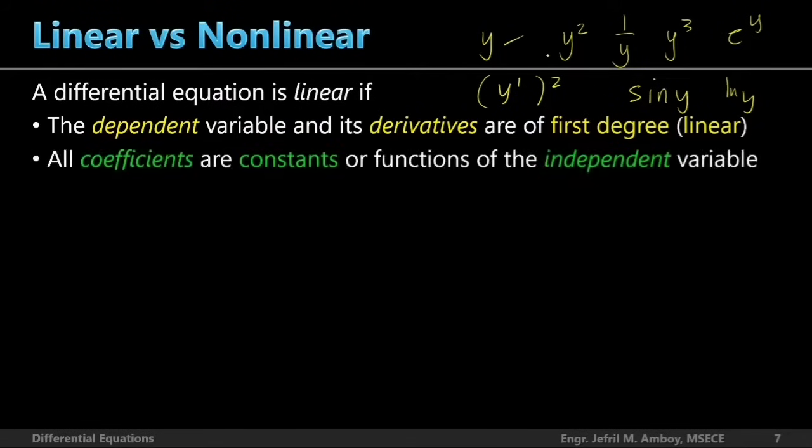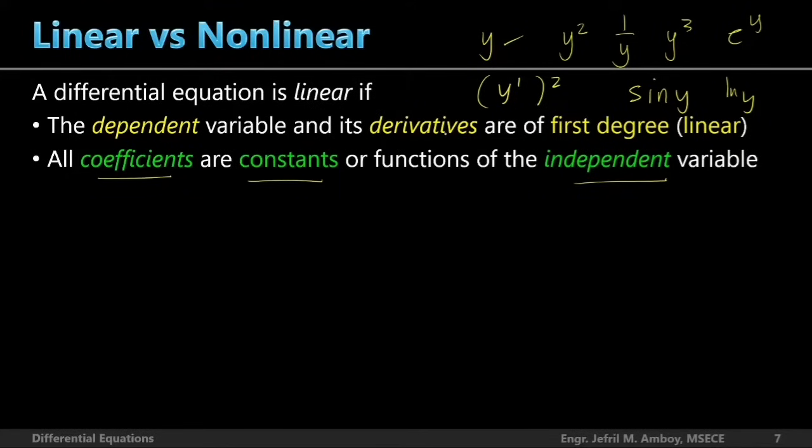Okay? Second rule, coefficients naman. What do we mean by coefficients? Yan ang multiplier ng derivative at ng dependent variable. So, para daw maging linear ang isang differential equation, dapat daw lahat ng coefficients ay constant. So, kung hindi constant, it should be a function of the independent variable. Kanina ang tinitingnan natin yung dependent variable mismo. Dapat yung dependent variable ay linear, at saka yung kanyang mga derivatives.